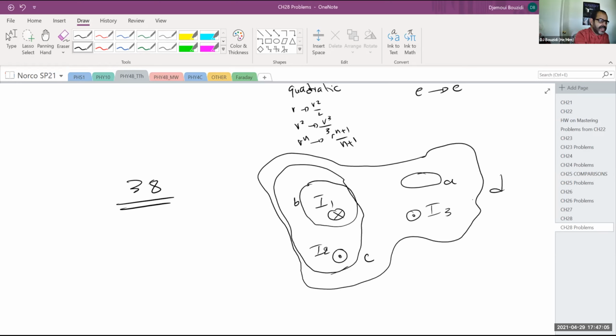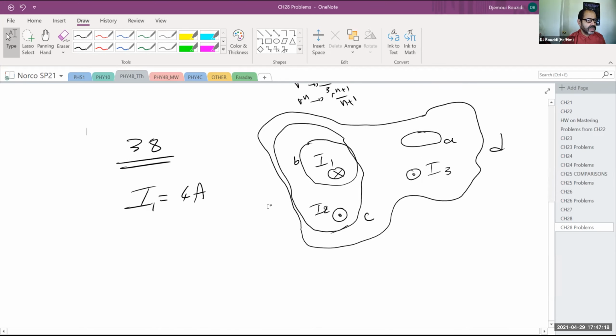And they gave you the values. They said I1 is equal to 4 amps. There are 2 sig figs here. It's worth remembering what the sig figs are, so that when you're doing approximations, you know exactly how many sig figs to retain in the answer. I2.